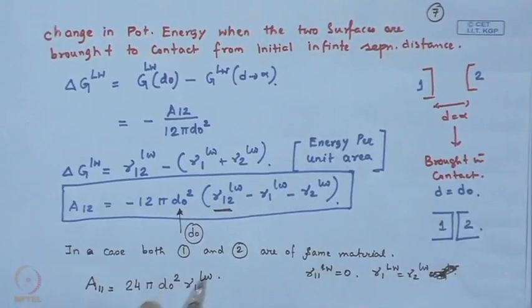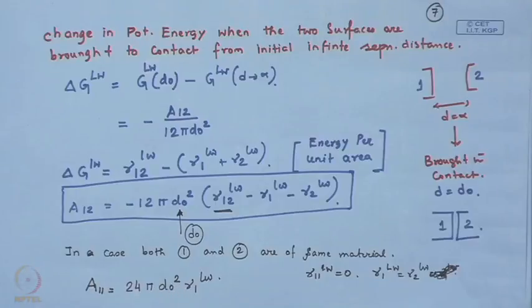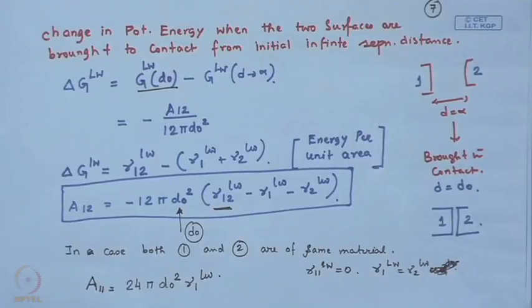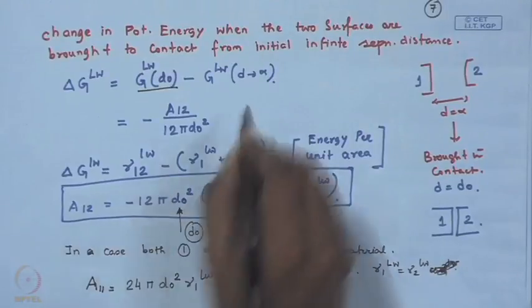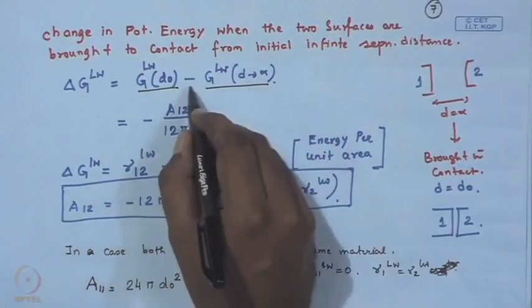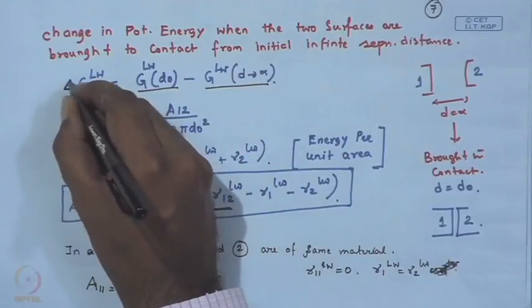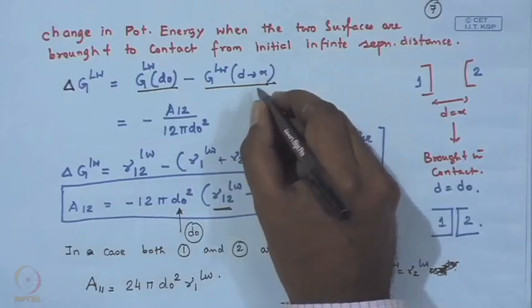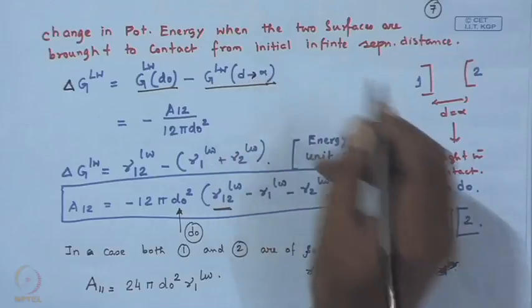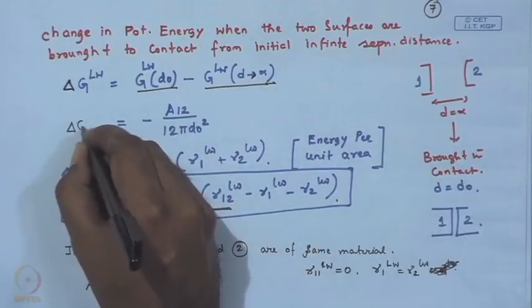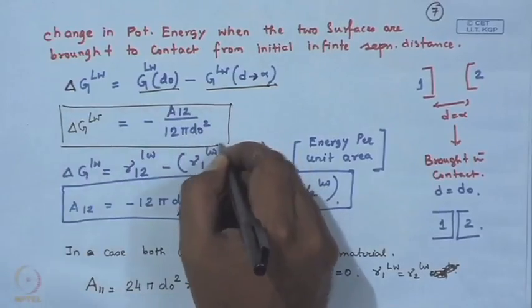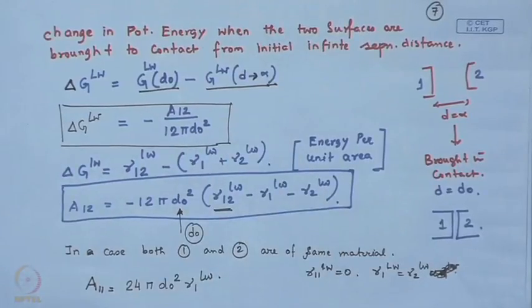Further, we talked that we could calculate the change in the potential energy when the two surfaces are brought in contact from initial infinite separation, and essentially what we do, we look at G at d0, that is at contact, and look at the change in the energetics of the system, that is the delta G LW, when G is at d0, that is at contact, minus the initial condition, that is G LW at d tending to infinity, and it turns out that the delta G LW is minus A12 divided by 12 pi d0 square.